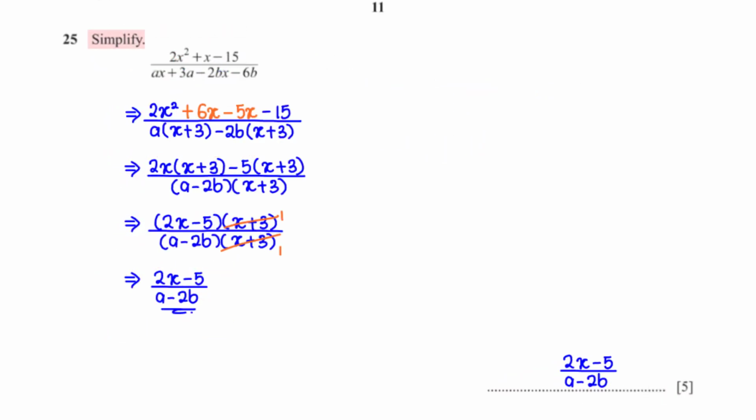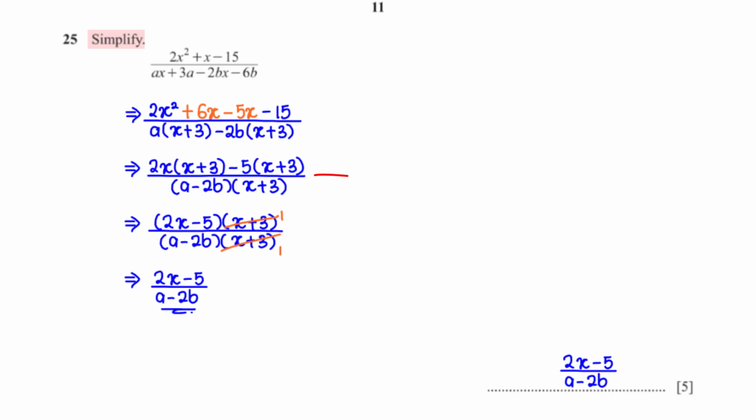Simplify. 2x squared plus x minus 15 divided by ax plus 3a minus 2bx minus 6b. For the numerator, we can rewrite x as 6x minus 5x. In the denominator, the first two terms have a in common. When we factor that out, we are left with x plus 3. The final two terms have negative 2b in common. When we factor that out, we are left with x plus 3.